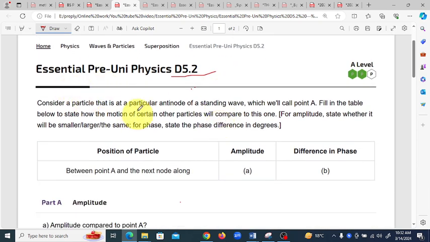Consider a particle that is at a particular antinode of the standing wave, which we call point A. So we have a standing wave and a certain particle at an antinode, and we call it A. Fill in the table below to state how the motion of certain other particles will compare to this one. Okay, so this is question 5.2.